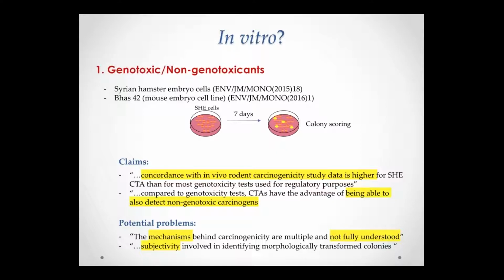So here the end point is transformed colonies. Someone, an expert, should sit down at the microscope and decide which ones are transformed or not, which of course is not so nice.